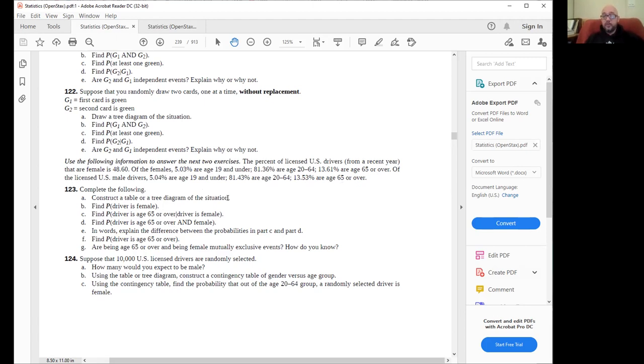Great. Oh, that's right. This is the one where I asked for both, right? We'll do the table first because it's a lot easier to manage. And the thing I'm seeing here is that this adds up to 100% because we are looking at just the women. So this is a conditional probability, right? So of this 48.6%, 5.03% are age 19 and under. And of the 48.6%, 81.36% are 20 to 64. So I guess actually maybe I'm going to do the tree diagram first and then use that to do the table. Yeah, let's do the tree diagram first.